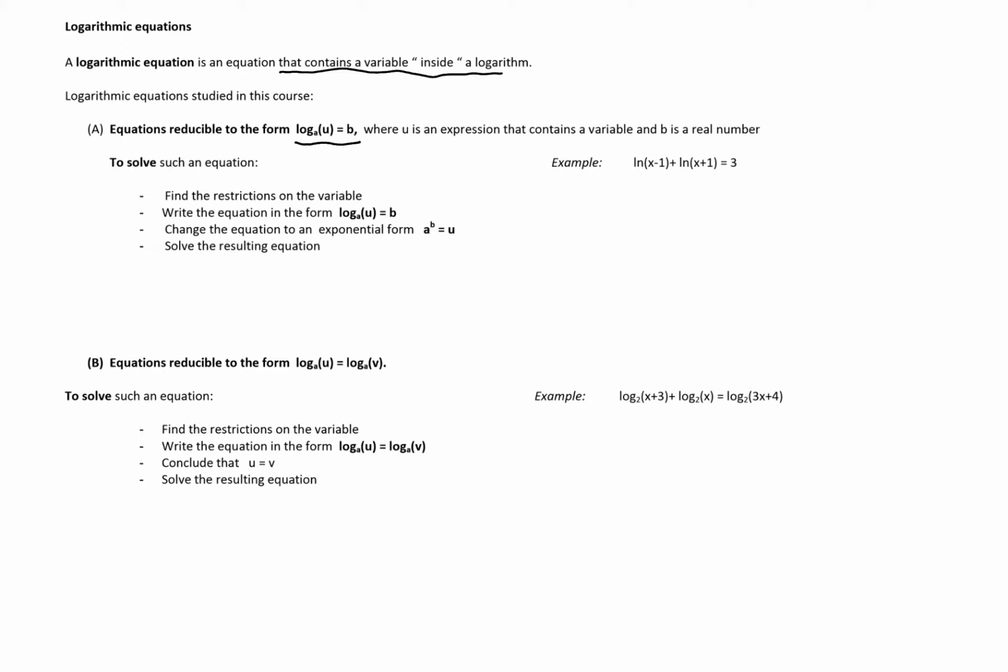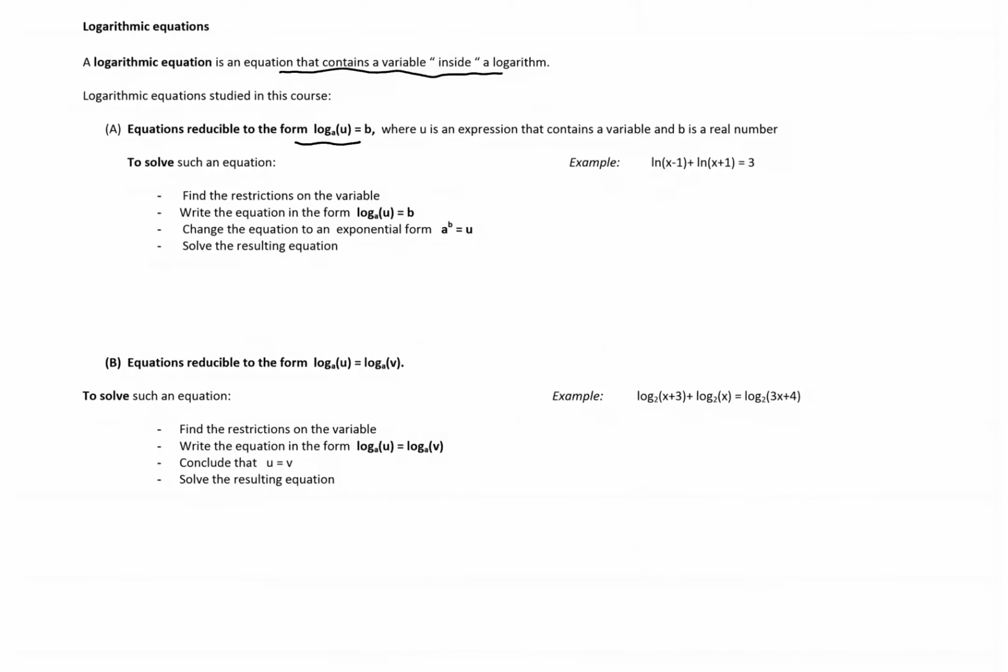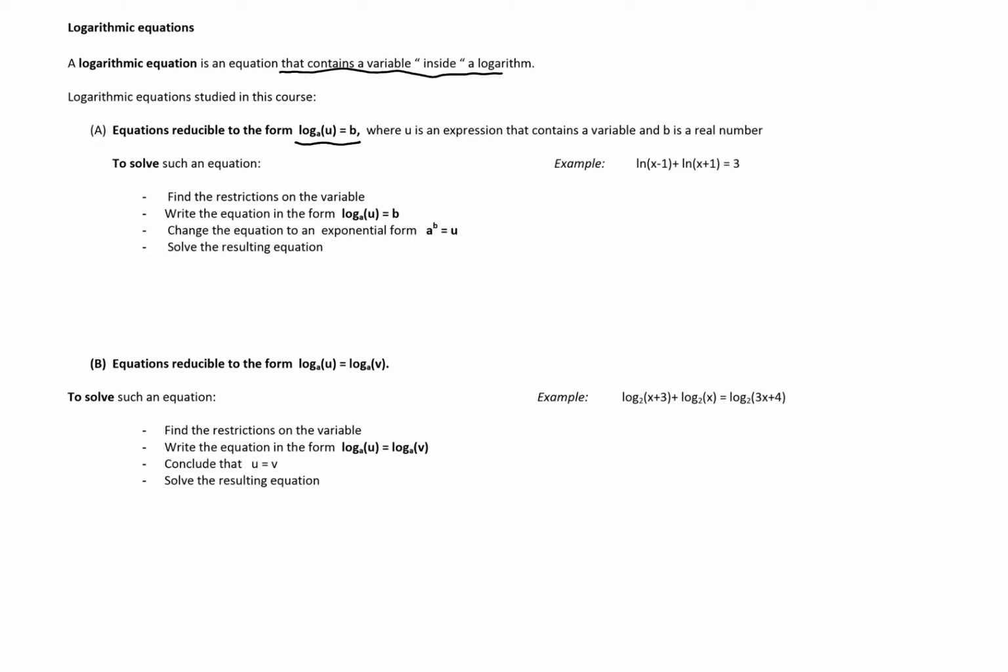For example, if we have the equation ln of (x minus 1) plus ln of (x plus 1) is equal to 3, this is an equation that can be reduced to this form. The second type of equation is the equation that can be reduced to the form logarithm to the base a of u is equal to logarithm to the base a of v, where u and v again are expressions that contain the variable. An example of such an equation is log to the base 2 of (x plus 3) plus log to the base 2 of x is equal to log to the base 2 of (3x plus 4).